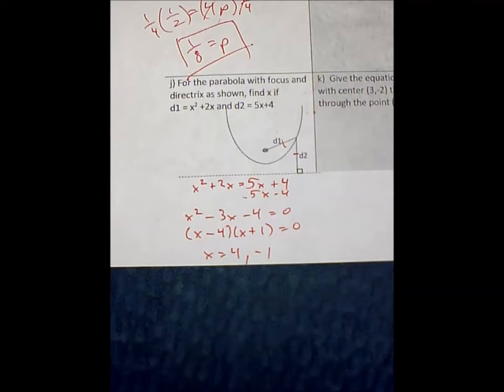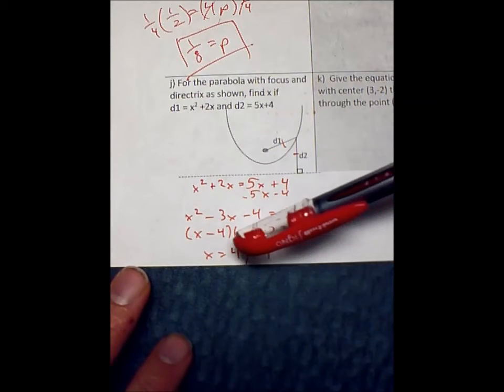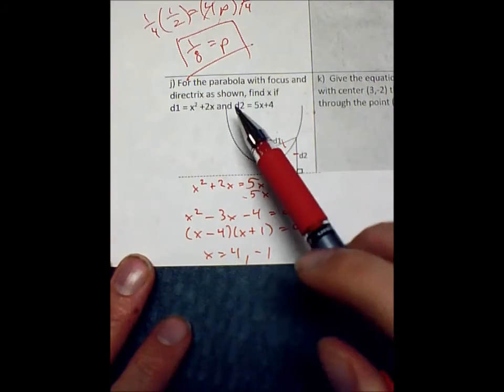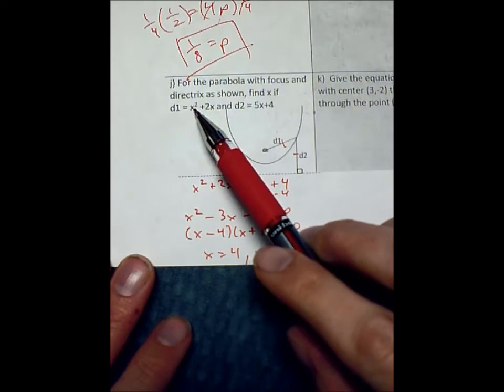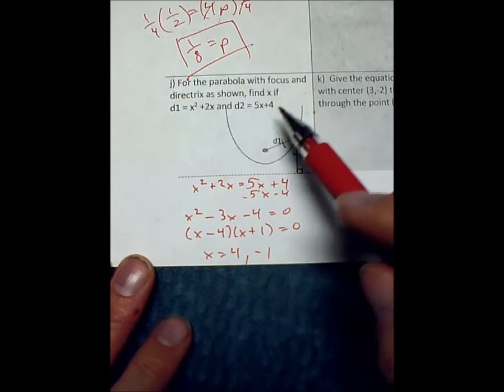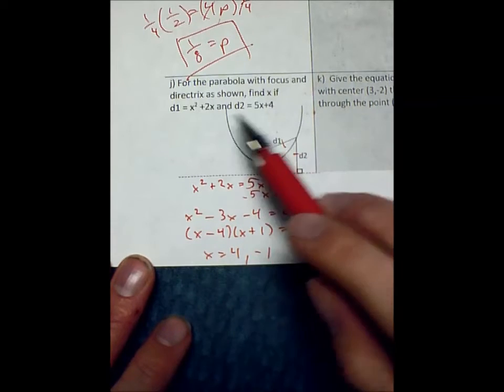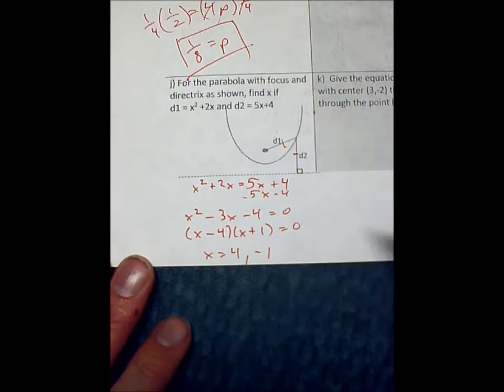So we have two answers. Or do we? We need to make sure that both of these answers are valid. So check the 4. Plug it into the problem. 4 squared, 16, plus 2 times 4 is 8. That's 24. And over here, 5 times 4 is 20, plus 4 is 24. So 24 for both distances. That works.